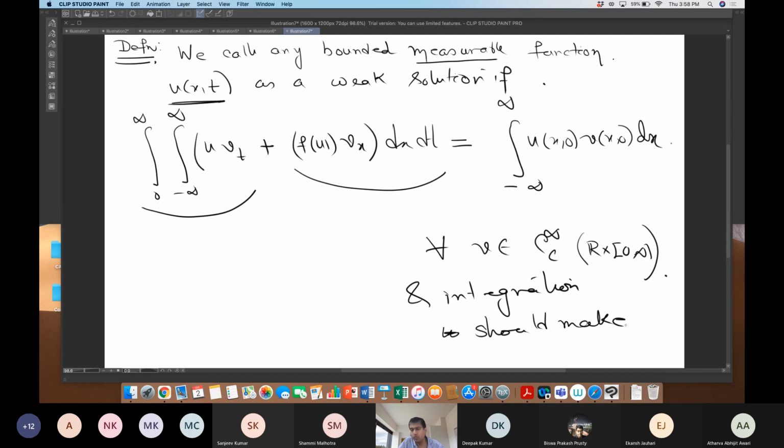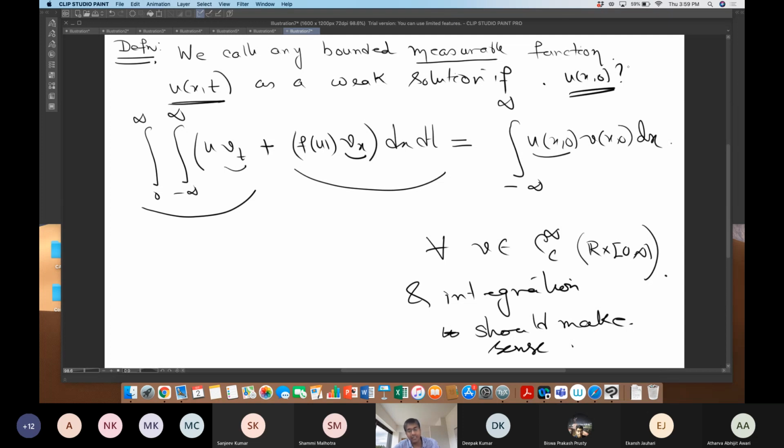You know L1 function, L2 function sense. In measure theory you have studied what is an L1 function, what is an L2 function. So the derivative is along t, the derivative is along x, and of course u(x, 0) we should define in the pointwise sense. That's it. All others I don't need anything.